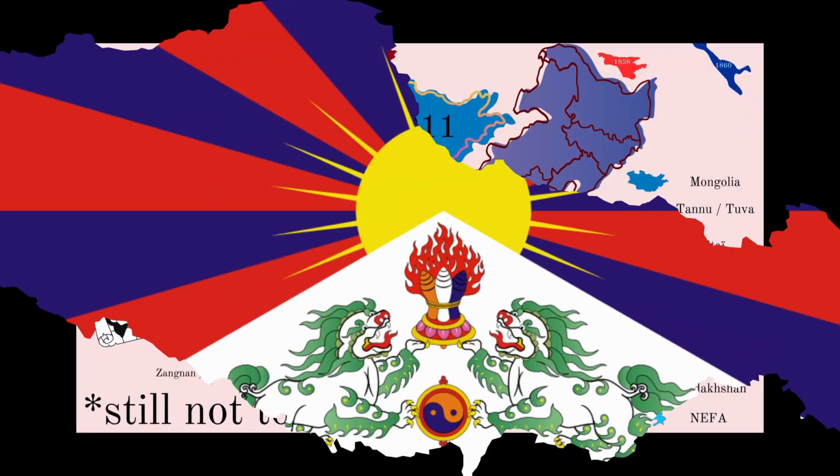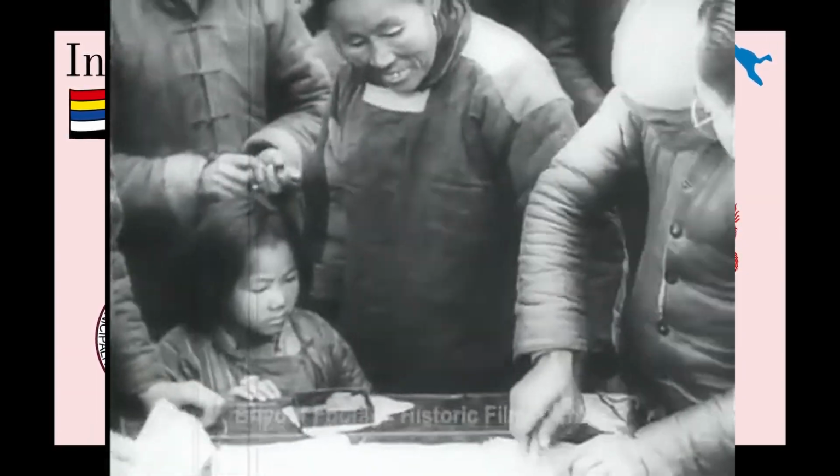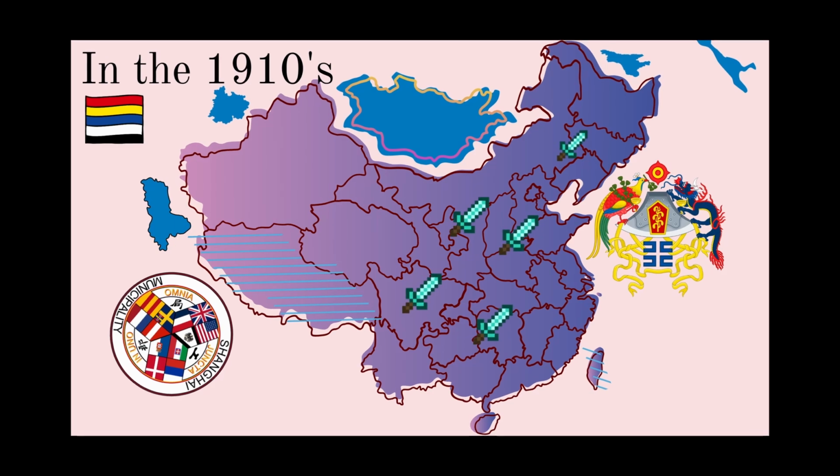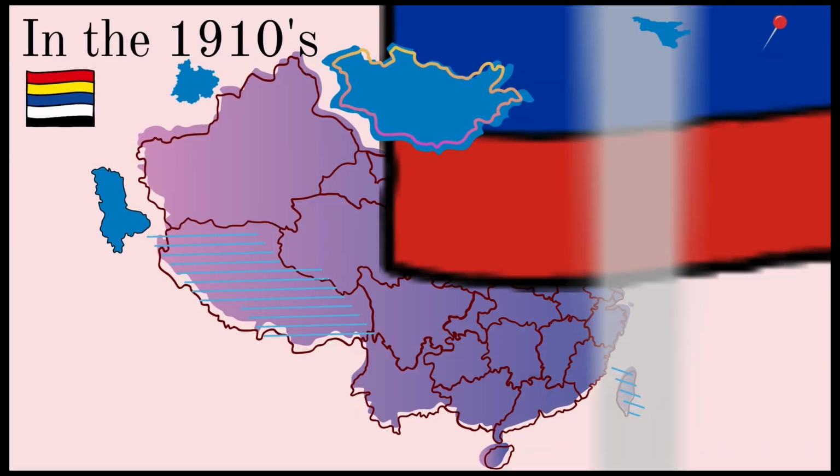Just to name a few examples, here are the concessions held by foreign countries in China in the 1910s. You've got the Russians in Manchuria, the Austro-Hungarians, the Belgians, the Japanese, also expanding to Korea and Formosa, the Germans, the Italians, the French, near Indochina, the Americans, the British, who already got Hong Kong, and the Portuguese in their colony of Macau.